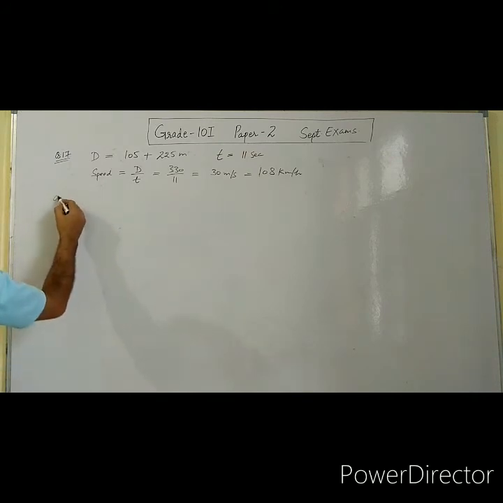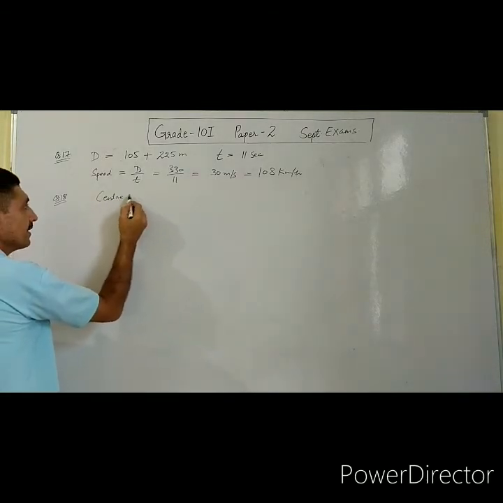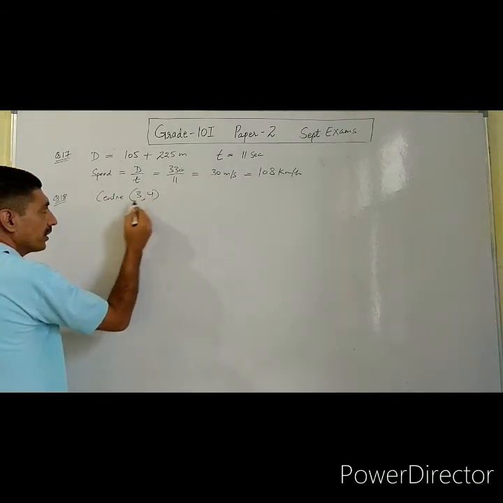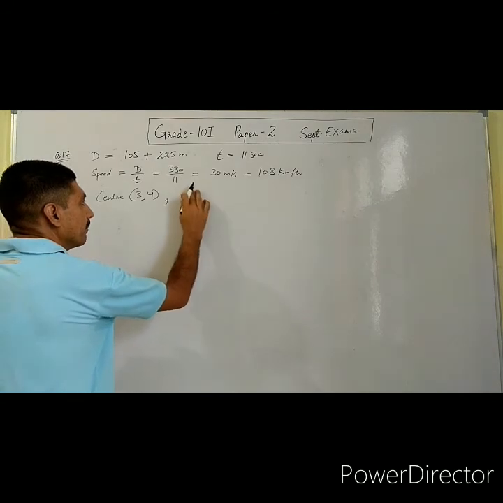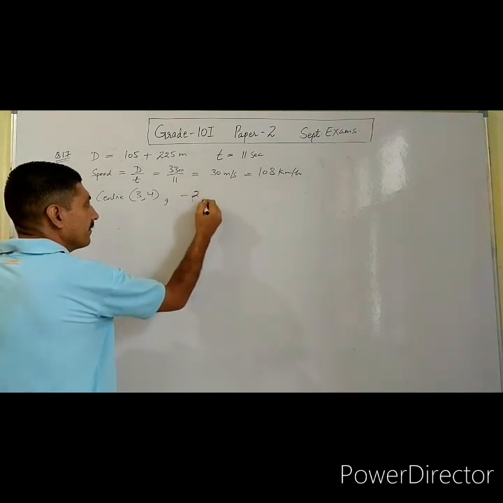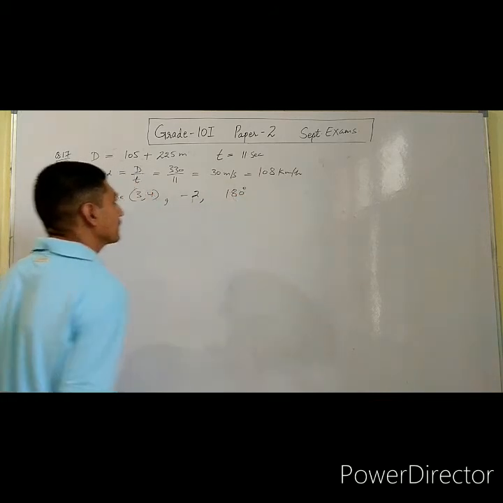Whereas in question number 18, we have the single transformation, where we will find the center, that is 3 and 4, the coordinates are 3 and 4, and the scale factor, that is minus 2, and the rotation, that is 180 degree.